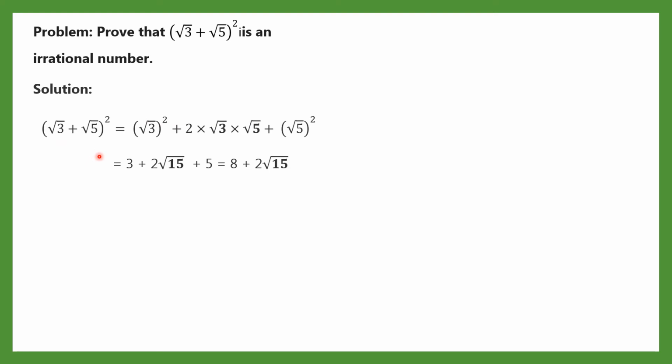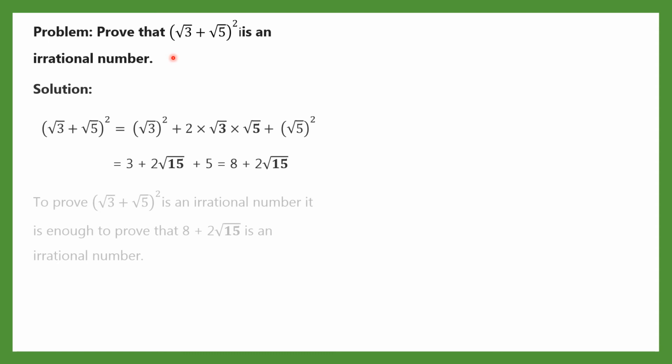Now a plus b whole square is a square plus 2ab plus b square. First term root 3 whole square plus 2 into first term into second term, 2 into root 3 into root 5, plus second term whole square, root 5 whole square. Root 3 whole square is 3, plus 2 into root 3 into 5, that is root 15, plus root 5 whole square is 5. 3 plus 5 we can add, 3 plus 5 is 8, plus 2 root 15. Therefore, on simplifying root 3 plus root 5 whole square, we got 8 plus 2 root 15.